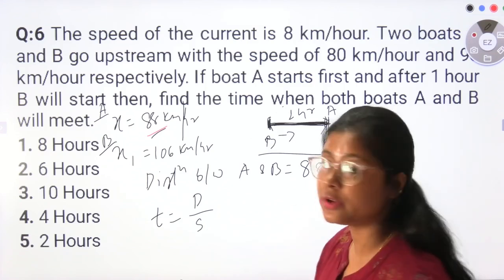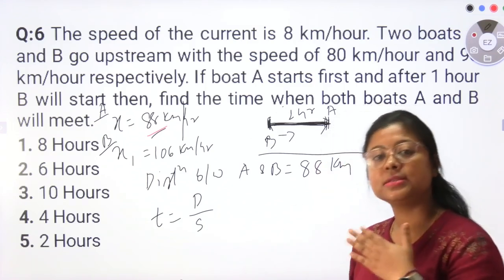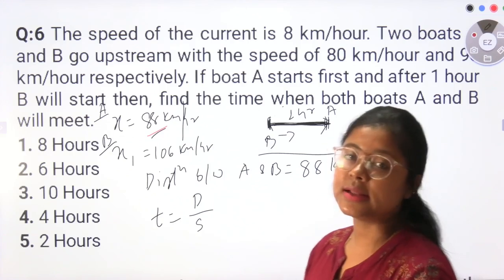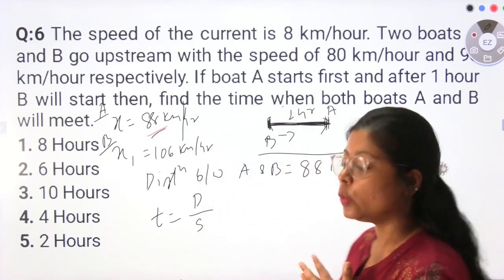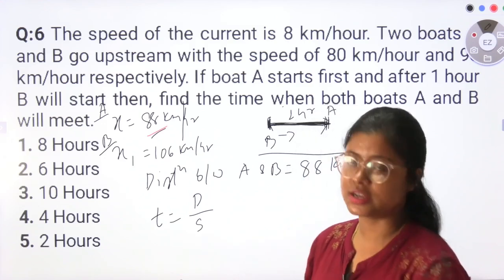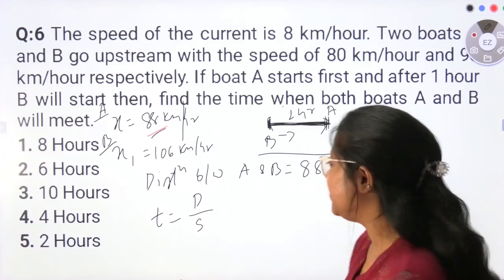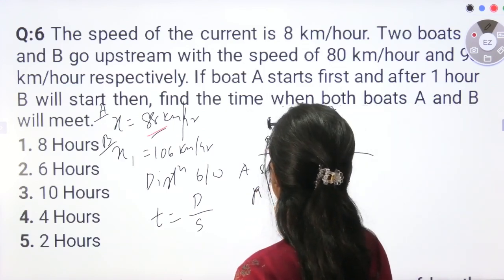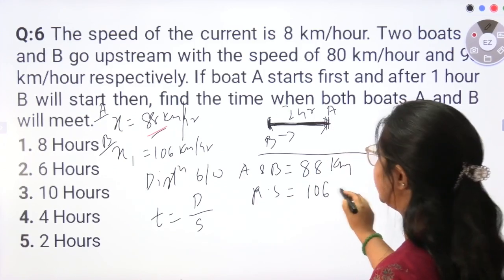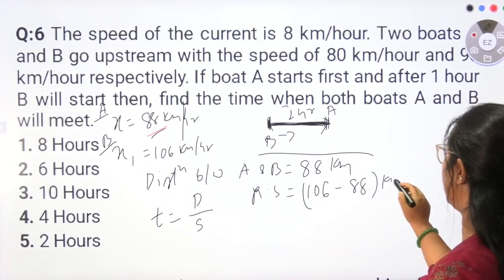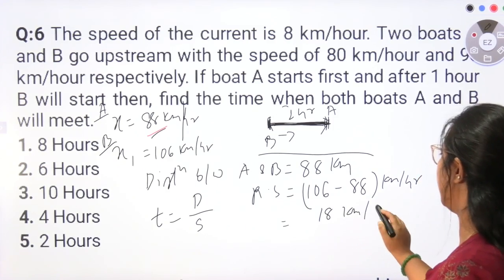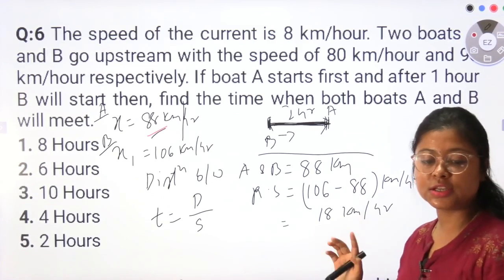I have already discussed in my previous session that when two boats or two vehicles move in the same direction, the relative speed will get subtracted from one another, isn't it? And when two boats or two vehicles move in opposite directions, the relative speed will get added up. So here my relative speed will be 106 minus 88. From here I will get my relative speed as 18 km/h.